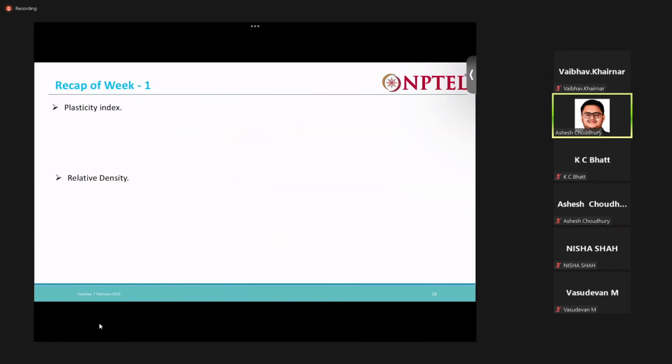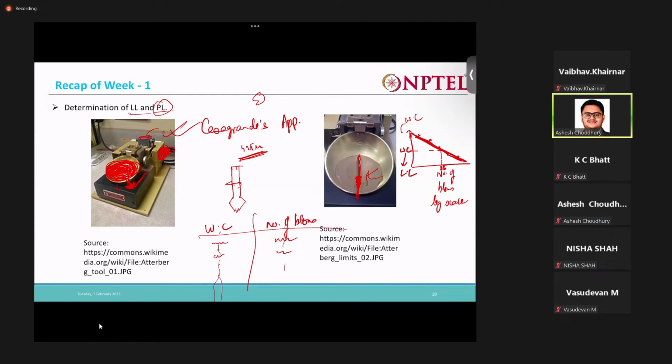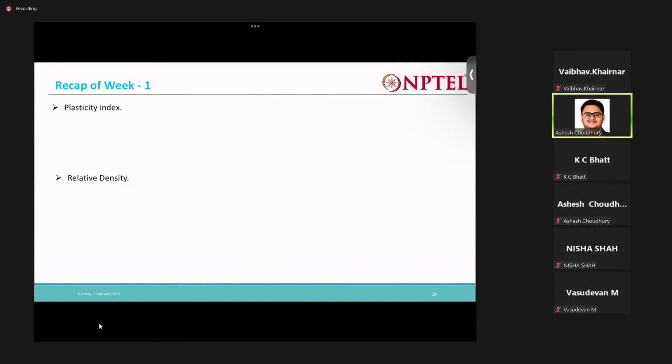Next we have the plasticity index. One more thing: this graph which you get is called the flow curve. Now, what is the plasticity index? The plasticity index is nothing but the liquid limit minus the plastic limit.